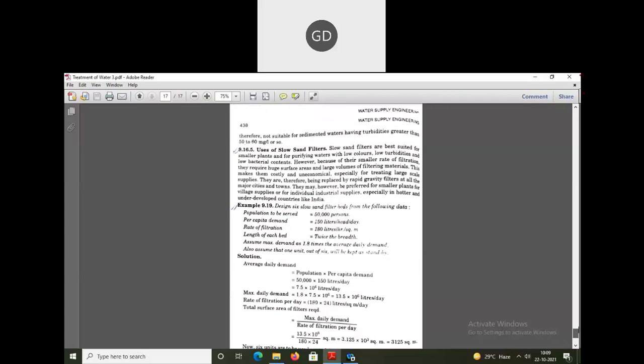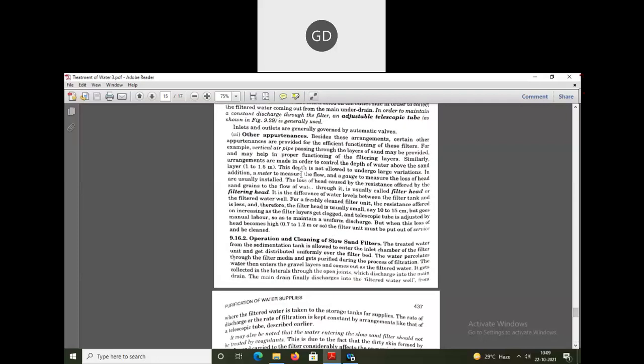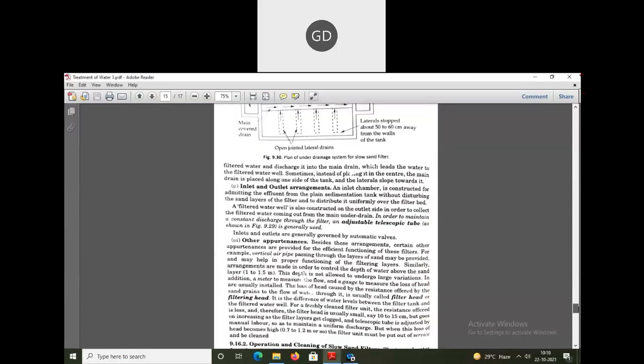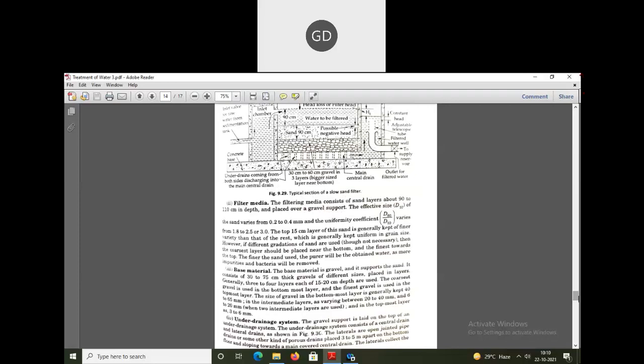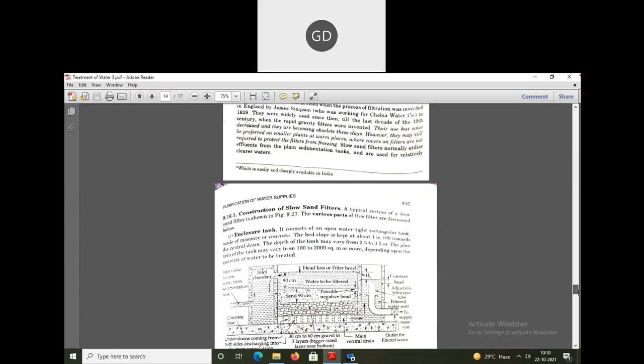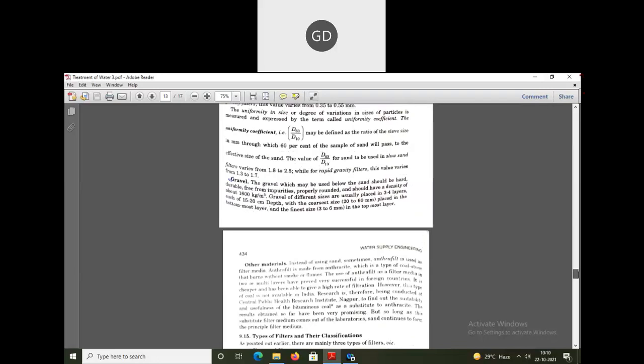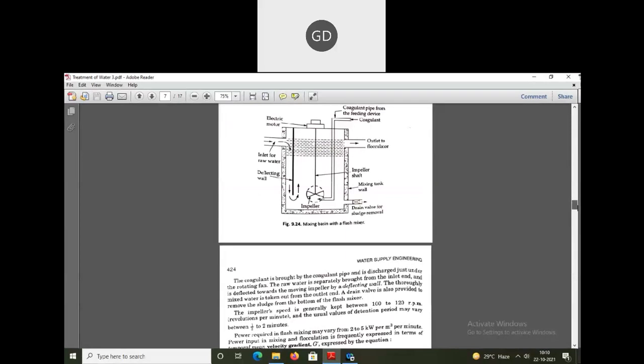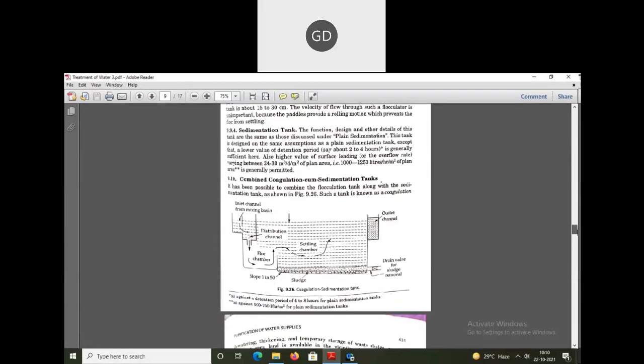Next class we will go to the next part, that is rapid gravity filters. This I will share with you today. Please go through the construction of slow sand filters, and also go through the coagulation sedimentation and the constituents of the coagulation sedimentation plant by yourself.